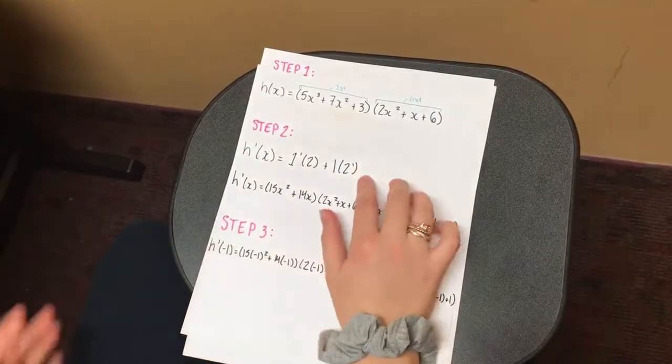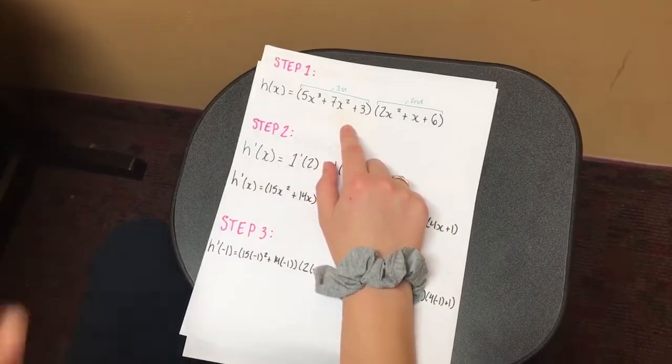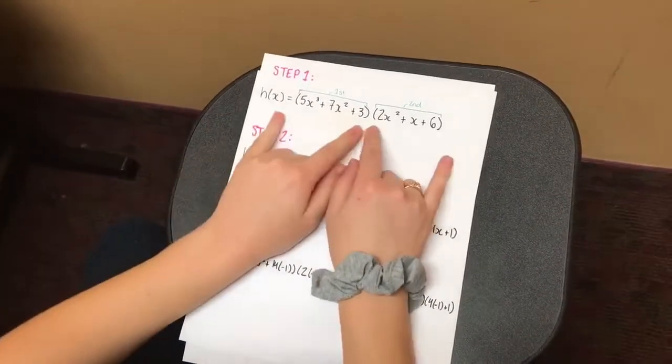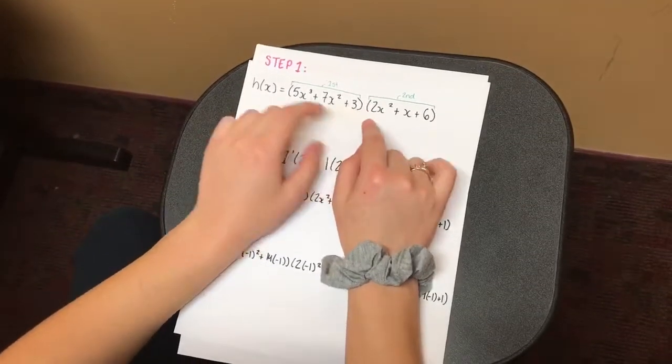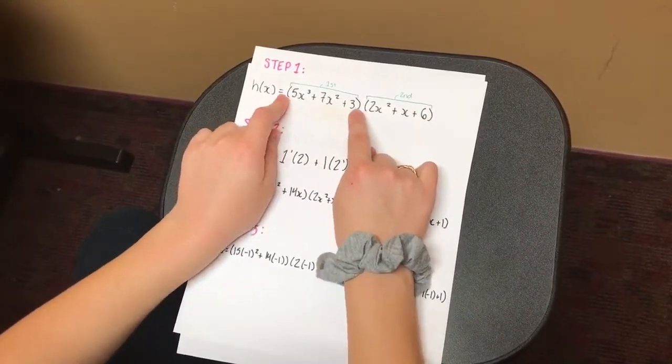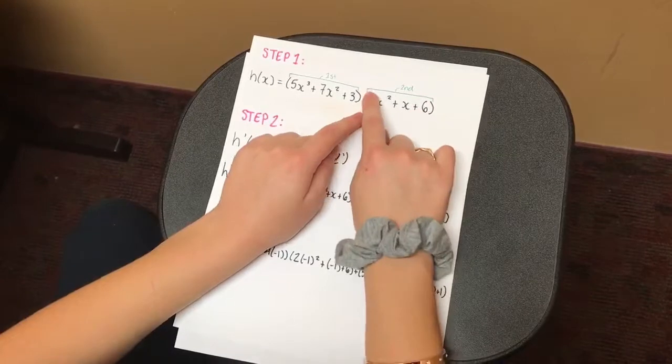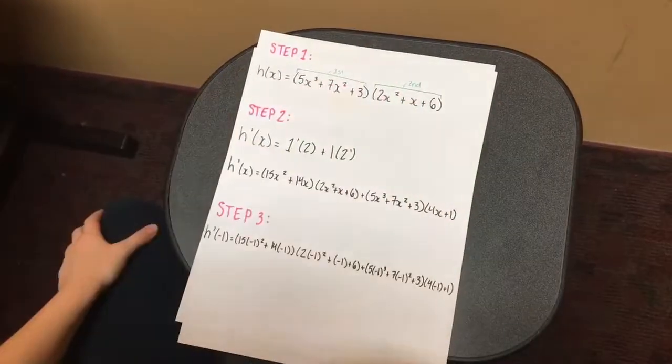So step 1 is very similar to step 1 in the first example that I have. So separate it into 2 sections where you see the brackets. So this will be the first, and then this will be the second. And then I would label it if I were you.